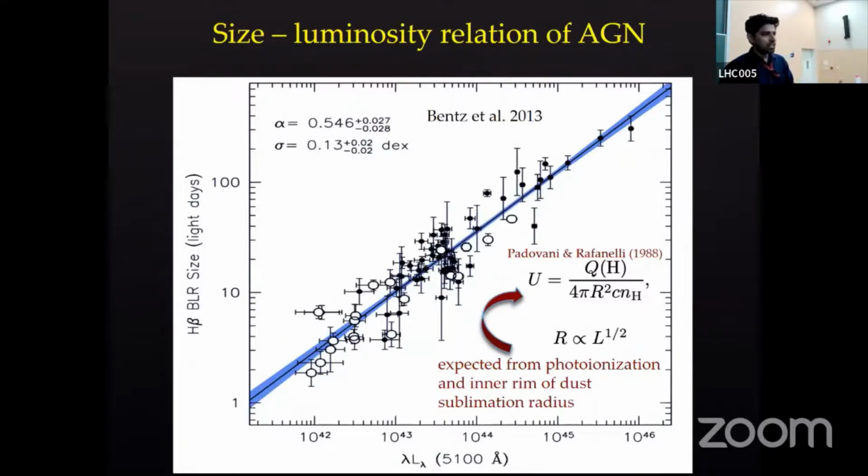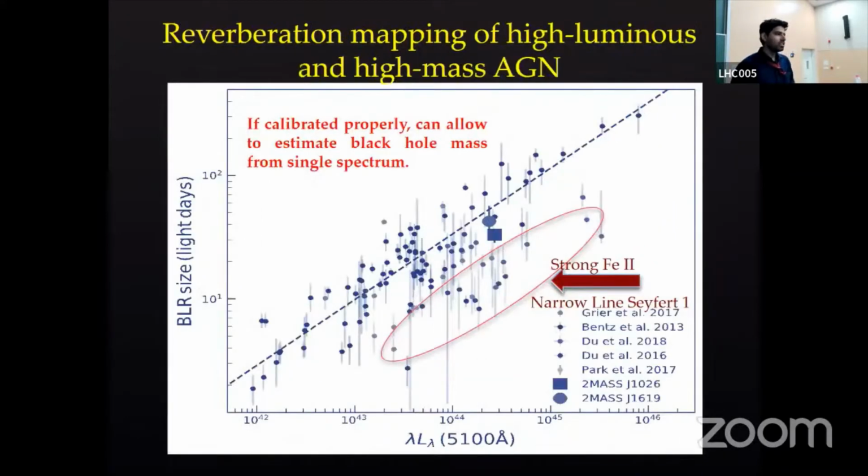So this was the picture in 2013. And now the picture has become very ugly. It's completely messy because we have many different kinds of objects, right? Some of the objects are strongly deviating from the size luminosity relation. These objects are actually strong Fe II emitting AGNs, narrow line Seyfert 1 galaxies. Thanks to these guys, Du et al. 2018 and 2016, they made these things messy. But then they solved it also.